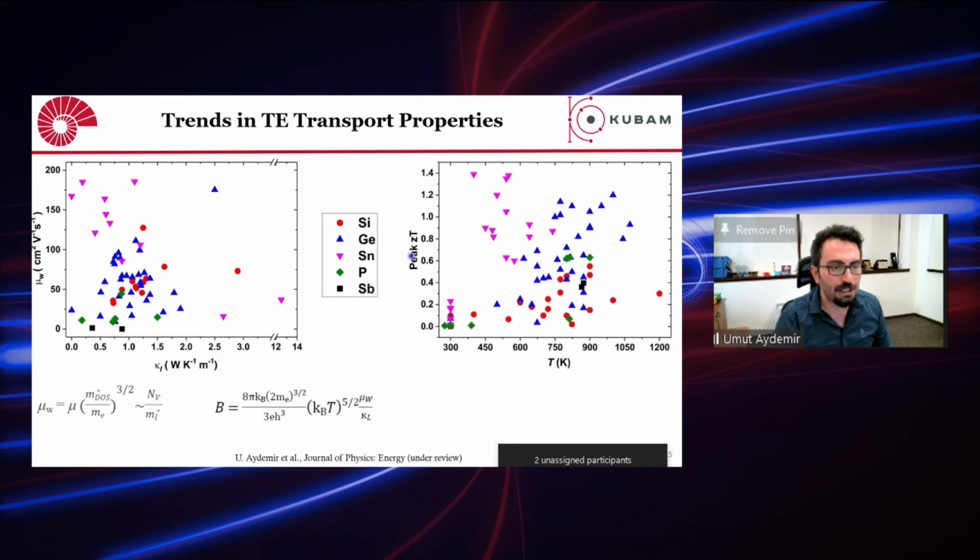So if you look at the peak ZT versus temperature, you can see that at low temperatures, we see higher ZT values for the tin clathrates. In the mid-temperature range, we see better thermoelectric properties for the germanium clathrates. And at higher temperatures, we actually see good thermoelectric performance for the silicon ones.